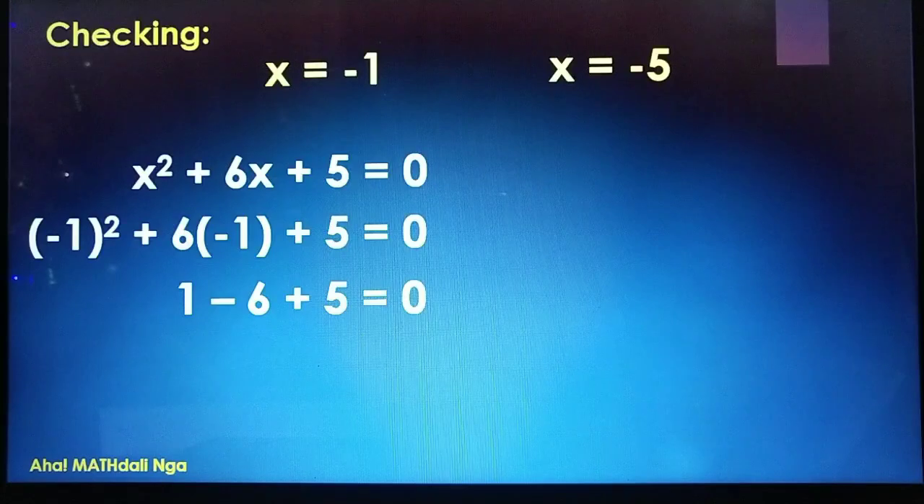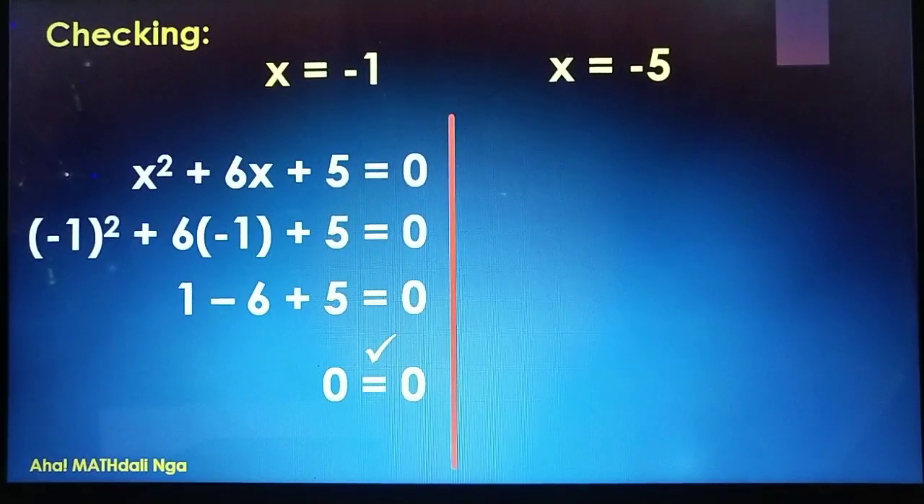Then, positive 6 times negative 1 is negative 6. Then copy positive 5 equals 0. Let's simplify. 1 minus 6 is negative 5 plus 5, which is equal to 0. So we have 0 equals 0, and that's true. So negative 1 is one of the solutions of our quadratic equation.